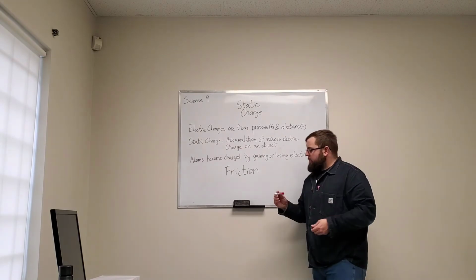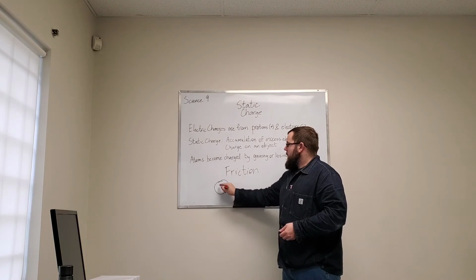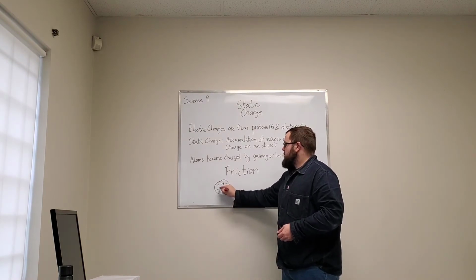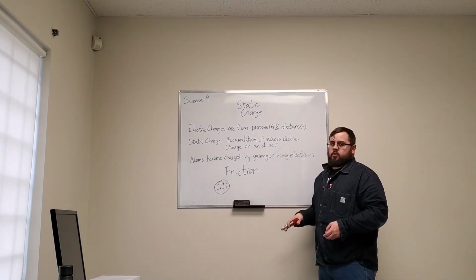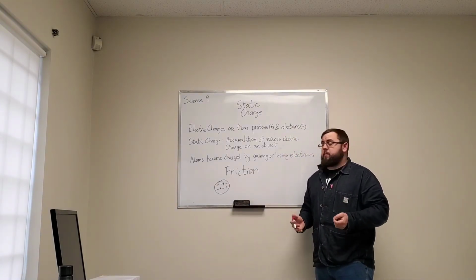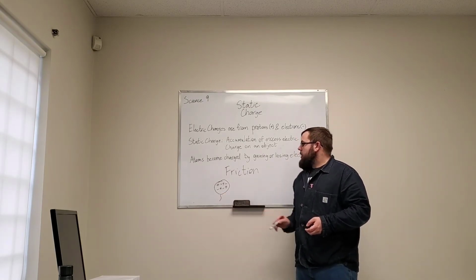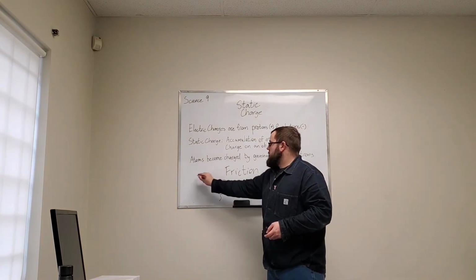Now, again, if you have an object, let's say this is our object here, and it has an even number of positive and negative charges, so the electrons and the protons have the same amount. Say this is our balloon. It is considered to be neutral.